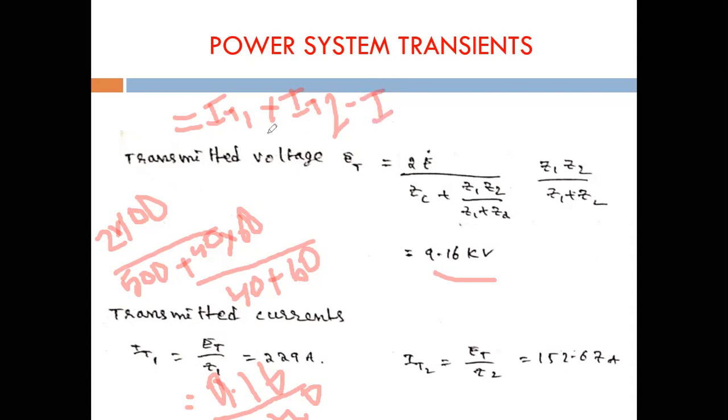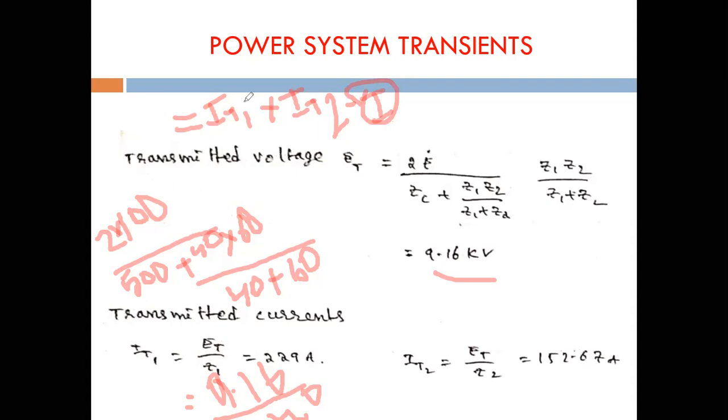What is IT1? IT1 is equal to 229 amperes. What is IT2? That is 152.67 amperes, minus I. First, we determine the current I. After that, we calculate the reflected current.